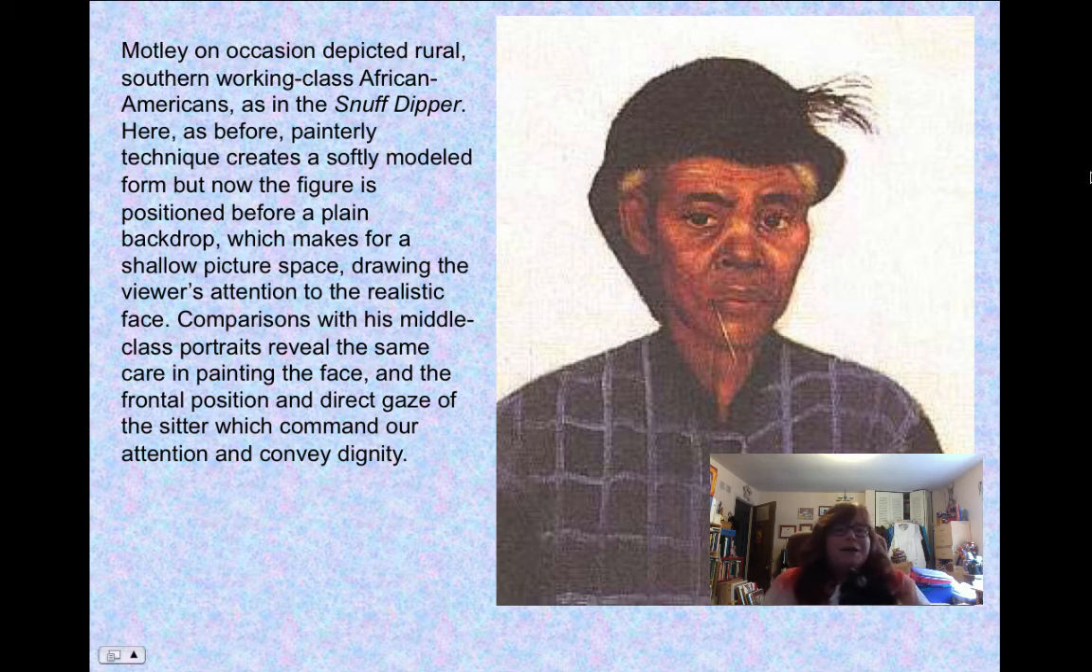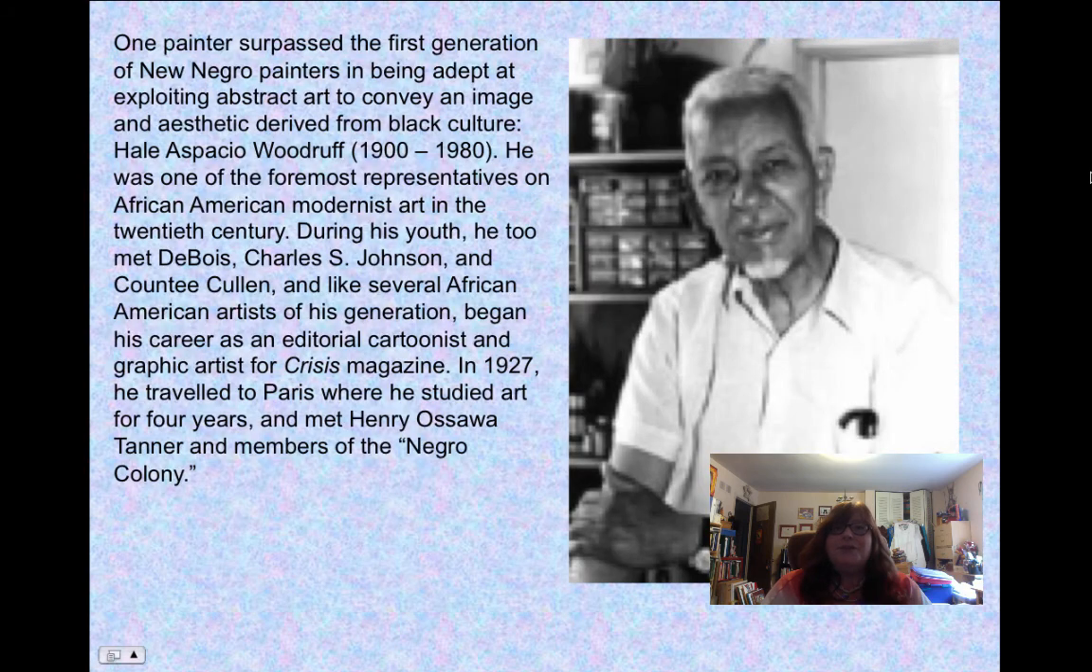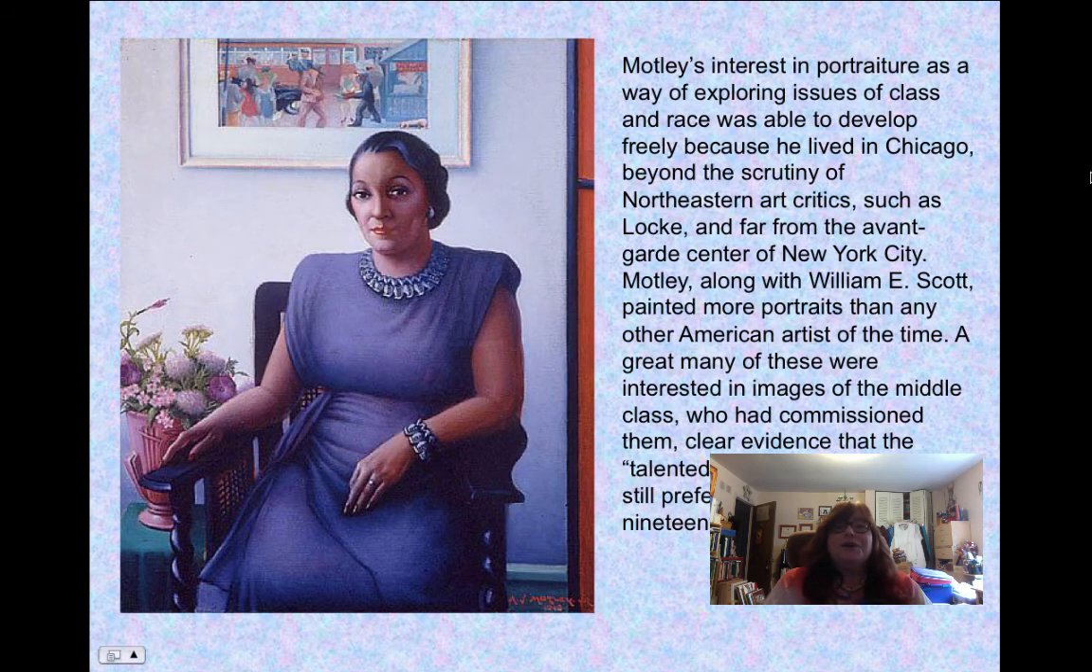So anyway, he's looking out at us and he's commanding our attention and he's conveying dignity at the same time. So he lived in Chicago. He was beyond the scrutiny of people like Locke, and so he was painting at the time exactly what he wanted. And he painted more portraits than any other American artist of the time. And again, he was very interested in the middle class.